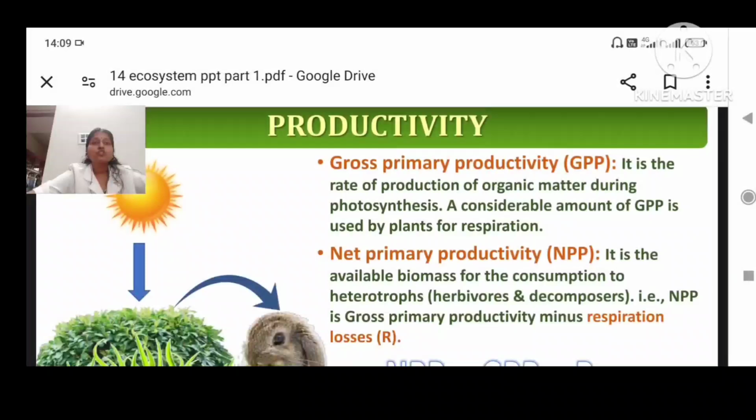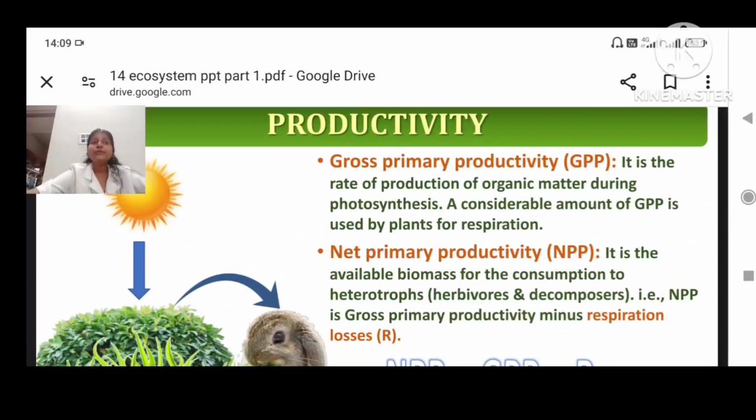Clear? So gross primary productivity, what is produced during photosynthesis, is called GPP. A considerable amount is used by plants for respiration. So what is net primary productivity? The available biomass for consumption by the heterotrophs.